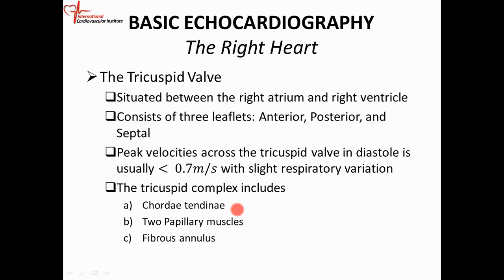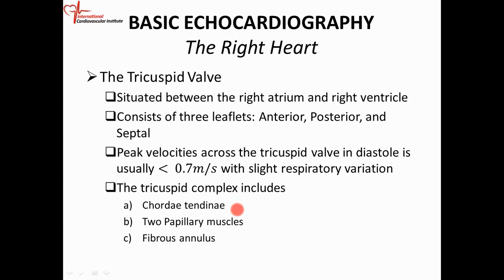The tricuspid valve is situated between the right atrium and the right ventricle. It consists of 3 leaflets, and you should be familiar with how to label them. You have an anterior leaflet, a posterior leaflet, and a septal leaflet. Remember, one of the best views to see the posterior leaflet is the RV inflow view. You have to remember that, and know where it's located. You're going to get that in the exam. So you have to know how to label the 3 leaflets.